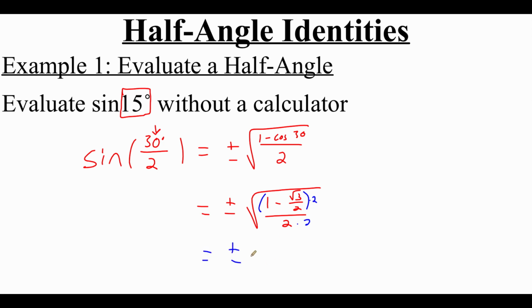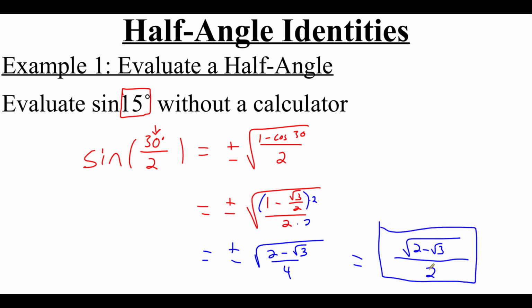Then we get plus or minus the square root of 2 minus the square root of 3, all over 4. When we're square rooting a fraction, we can square root the top and the bottom separately. So we get plus or minus the square root of 2 minus root 3, all over 2. For our last step, we need to decide if this is positive or negative. We look back at our original angle, 15 degrees, which is in the first quadrant. Sines, or y values, are positive in the first quadrant, so we don't have to worry about the negative. The answer is the square root of 2 minus root 3, all over 2.